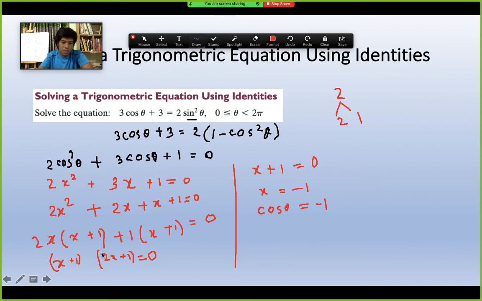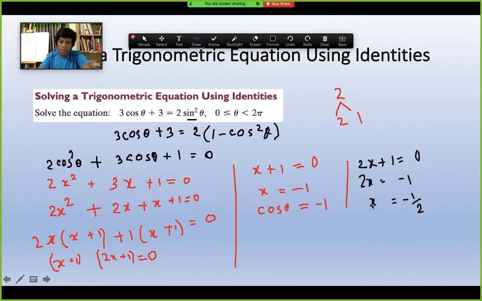And another thing is twice x plus 1 equals to 0. Let's write it in another color so that you all can see the difference. Then twice x equals to minus 1. If 1 goes to the other side, then it becomes minus 1. Then x equals to minus 1 divided by 2.